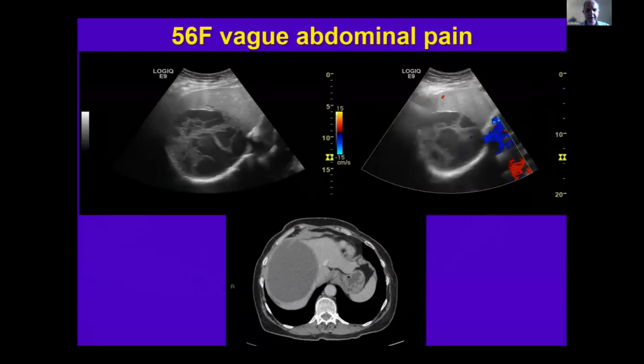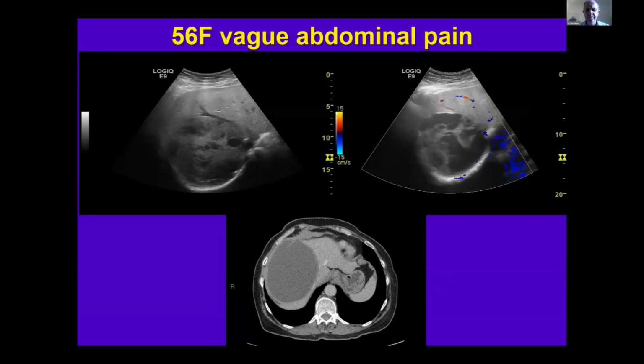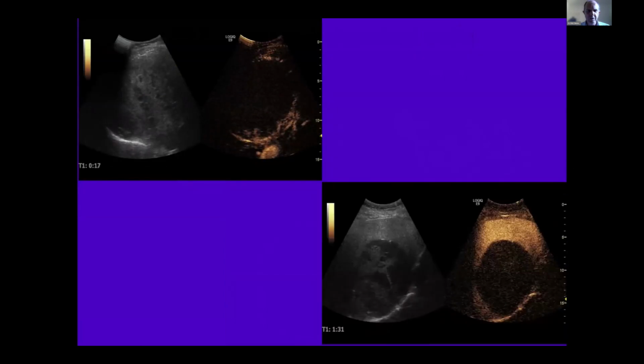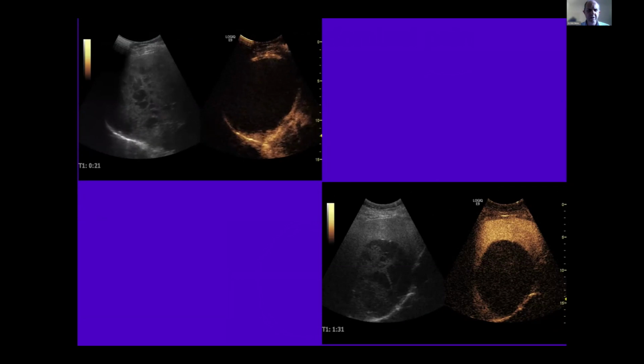Here's a more complex cyst, though. So there was concern whether this might be a cystic malignancy or an abscess. The patient had vague pain, but nothing else. Nothing really on conventional Doppler there. The CT doesn't really show any of this internal structure at all. But when we gave contrast agents, you can see that the internal contents, there's no enhancement at all.